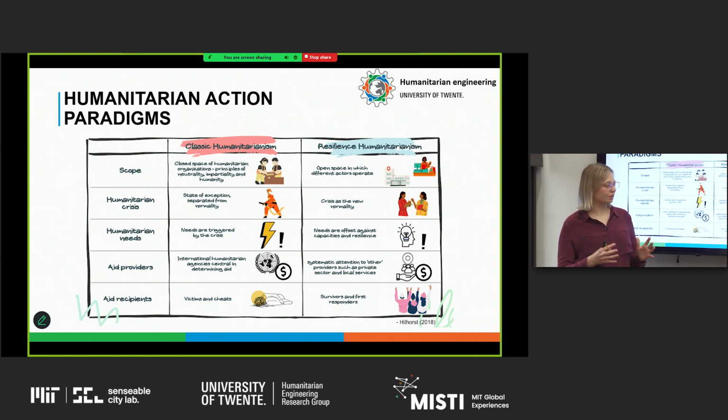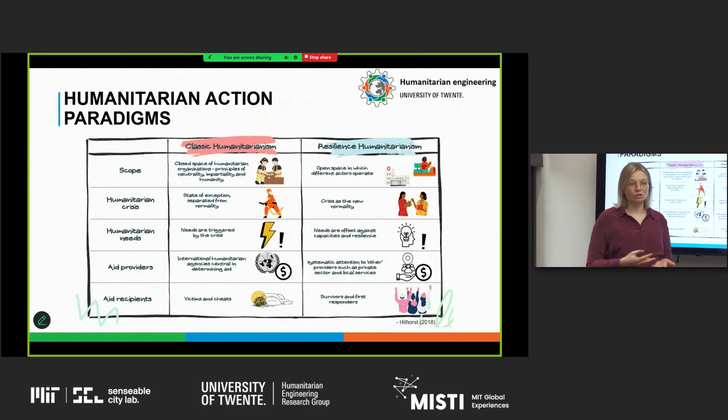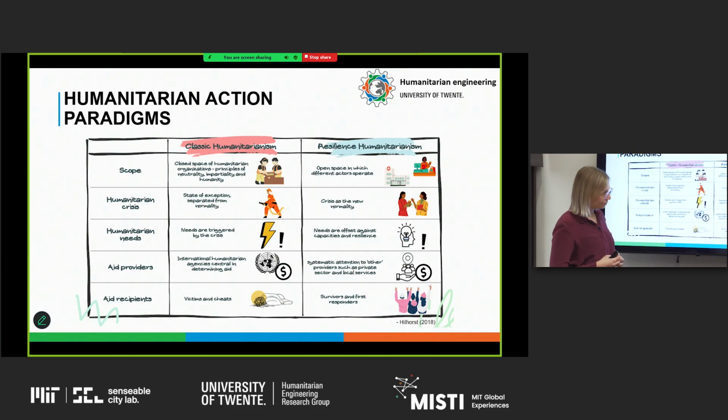And then it also meant redefining who is an aid provider and who is a recipient a little bit. Because, as I said, we are having a more open space, so we also have a lot of local providers that help. Think about the local fire brigade, the hospitals, maybe supermarkets or local logistical providers. They can also really be active stakeholders in the humanitarian field. And then also redefining the recipients, that they are also the first responders. They're not only the victims.